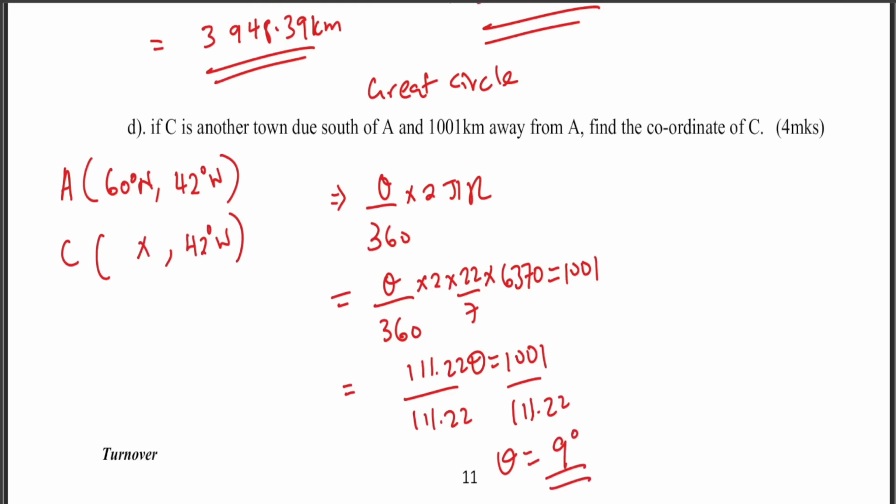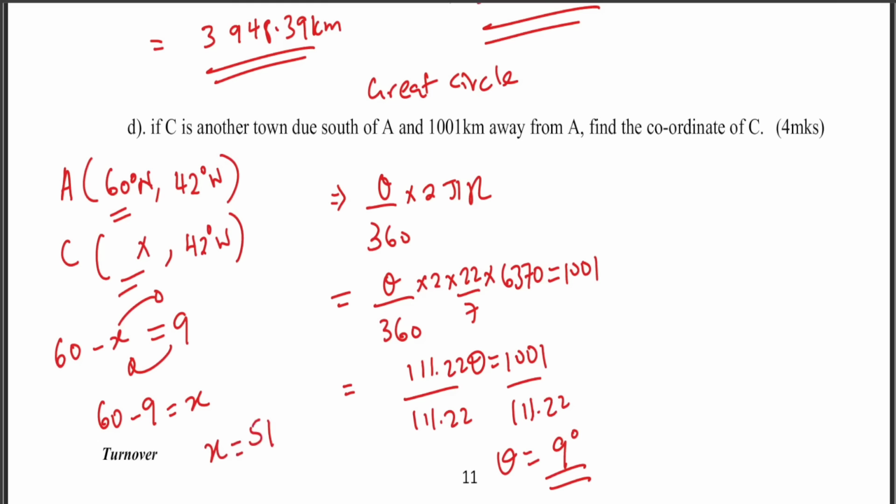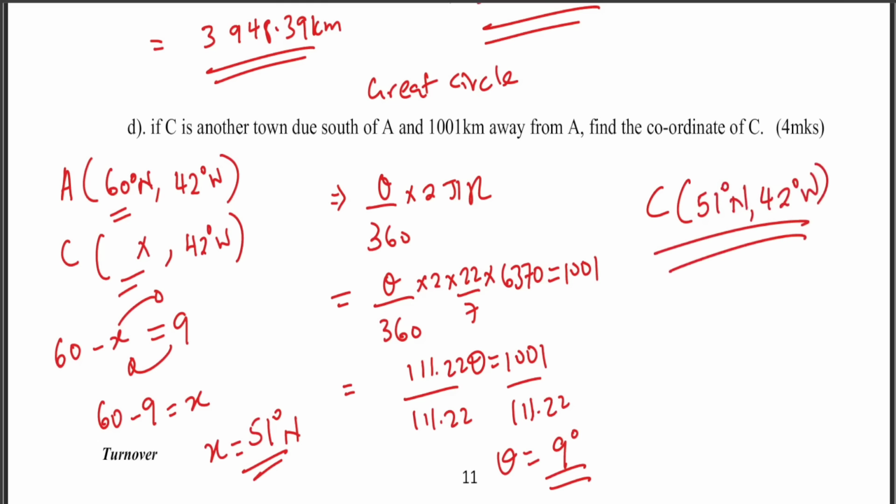This is not 9 degrees north or what, we know that there's a difference of 9 degrees. Now if you go south, it means that those two numbers, here and here, you subtract. You can't add to give you 9. So you're supposed to take 60 minus x to give you a difference of 9. So 60 minus 9 gives you x. So your x is 51. So basically, this is 51 degrees north. So the coordinates of C are 51 degrees north, 42 degrees west, and that is your answer.